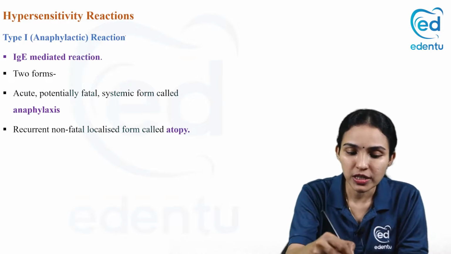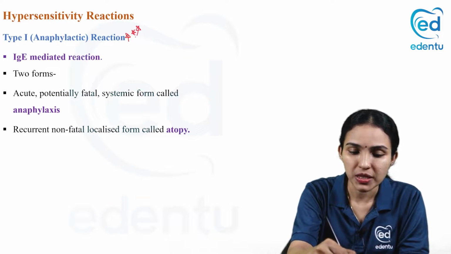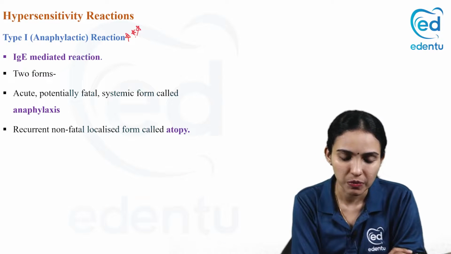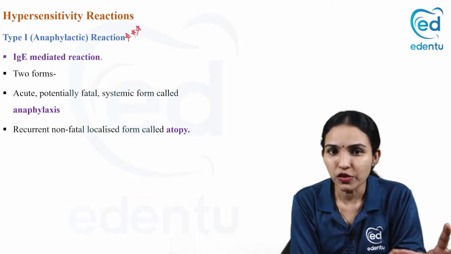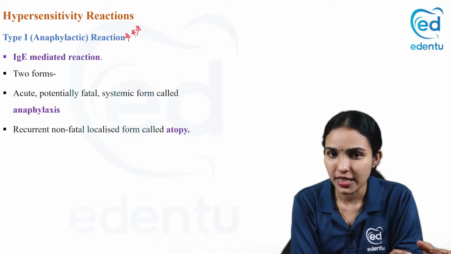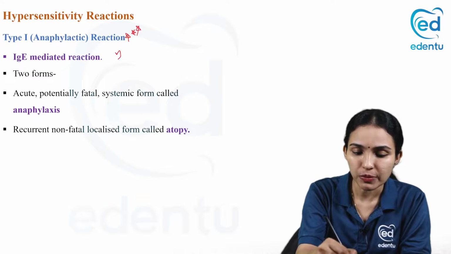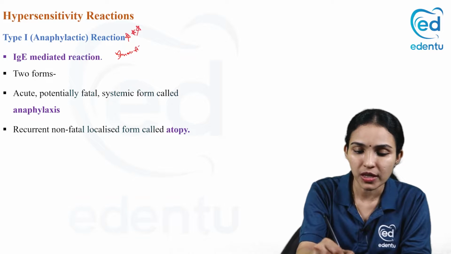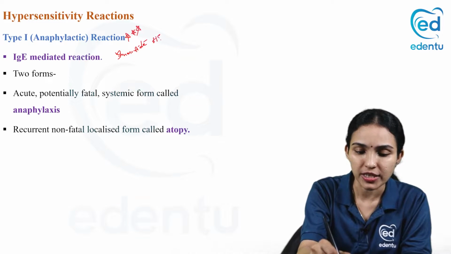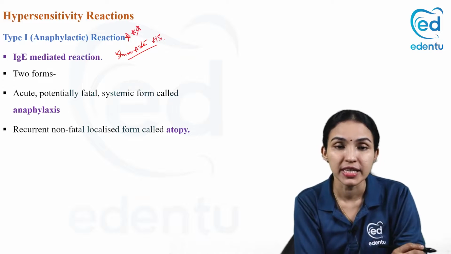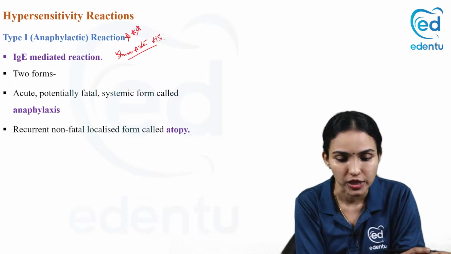So coming to type 1, this is a very, very important question. It's repeatedly asked for university exams. Type 1 is otherwise called anaphylactic reaction. Sometimes the question will be like this: immediate hypersensitivity reaction. Delayed type is type 4. Immediate, when you say it, you mean it is type 1.